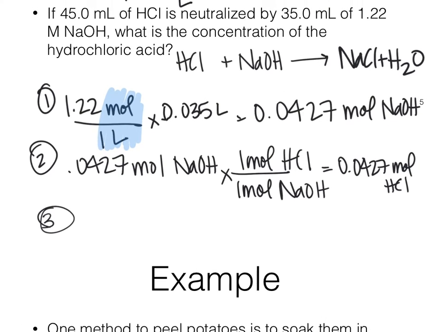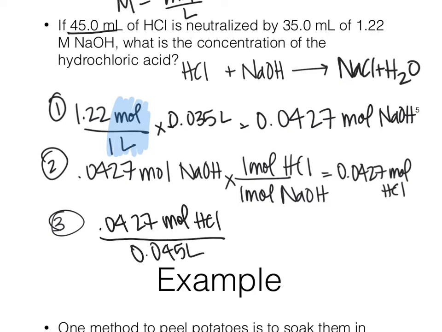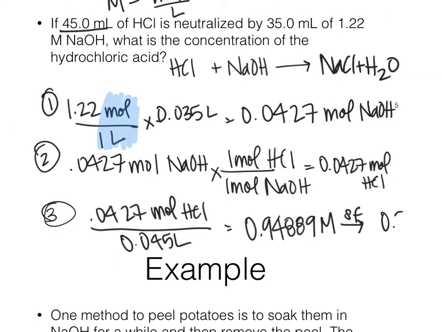So the third and final step is to determine the molarity. So we know that our previous volume is 45 mL. So we're going to take our 0.0427 moles of HCl divided by the total volume that we started with, which is 0.045 liters. And that gives us a molarity of 0.94889 molar. But we probably need some sig figs. So all of the values in our equation only have 3 significant figures. So we will pare this back to being 0.949 molar.